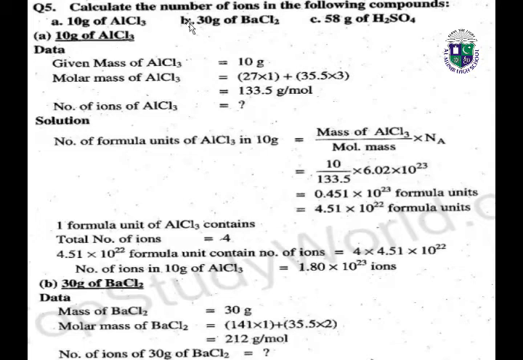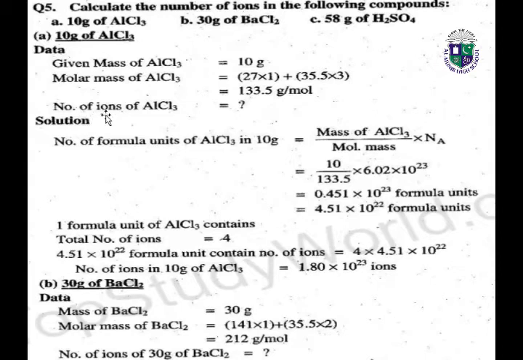Calculate the number of ions in the following compounds. Here we have three parts. Number 1: 10 grams is the given mass of AlCl3, which is in the question. To find the molar mass of AlCl3, we can easily find the molar mass of aluminium chloride. We take the molar mass of aluminium and then chlorine separately. By multiplying and adding, we get 133.5 grams per mole.